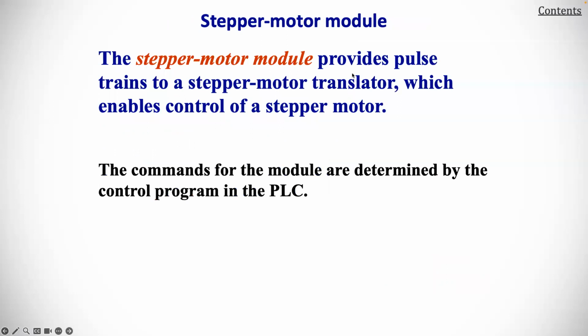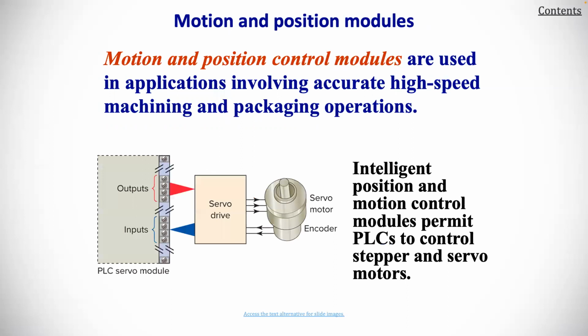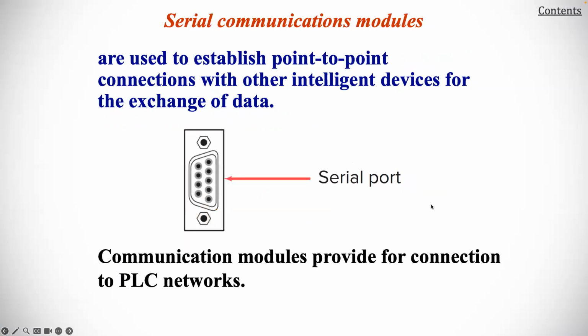Stepper motor module. The stepper motor module provides pulse trains to a stepper motor translator, which enables control of a stepper motor. The commands for the module are determined by the control program in the PLC. For motion and position modules, motion and position control modules are used in applications involving accurate high-speed machining and packaging operations. Intelligent position and motion control modules permit PLCs to control stepper and servo motors.